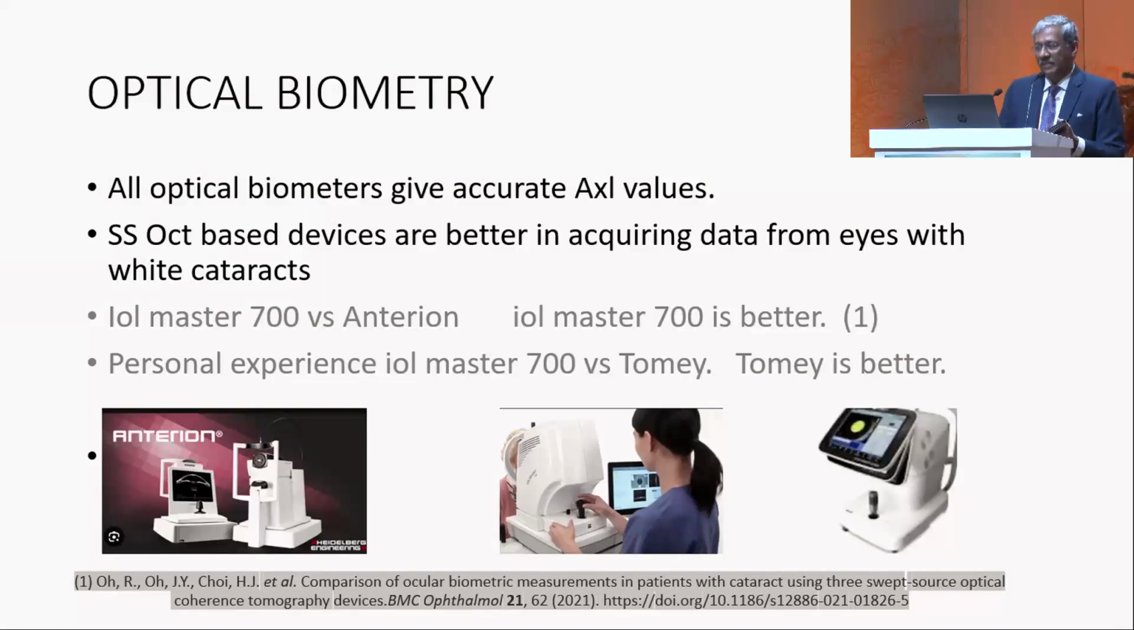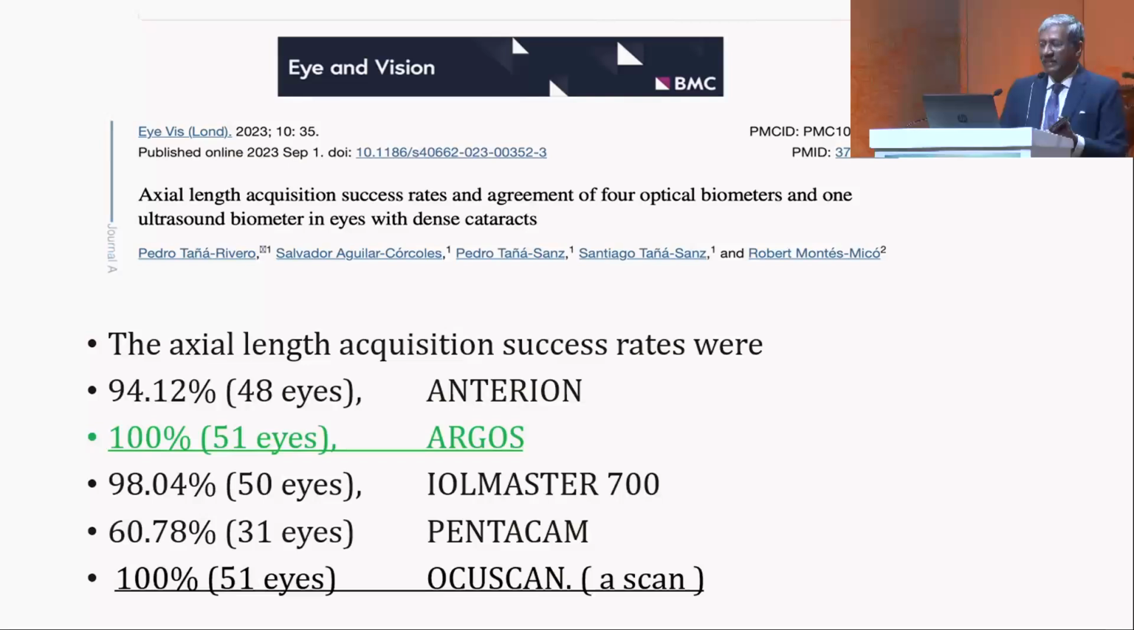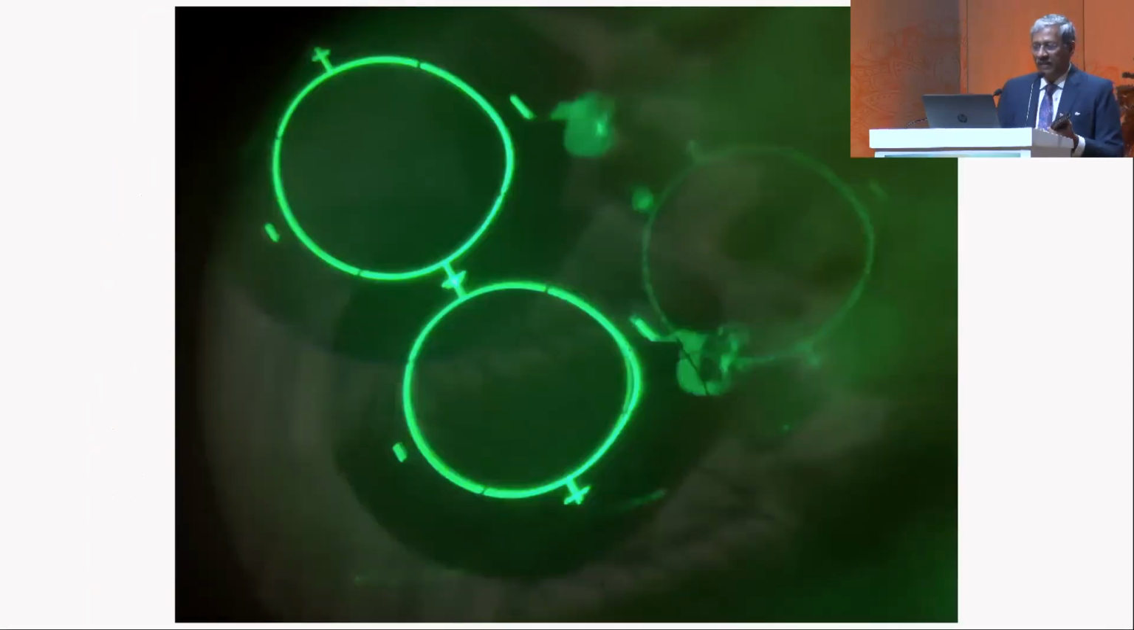All optical biometers will give accurate axial length values. But the SSOCT-based devices are better in acquiring data from eyes with wide cataracts and hypermature cataracts. In this 2023 article, which compared 4 different optical biometers, the B-scan, the AcuScan, and the Argos were able to image all the eyes with dense cataracts. Next came the IOL Master and the Anterion, and Pentacam did poorly. Only about 60% of the series of eyes could acquire a proper axial length.